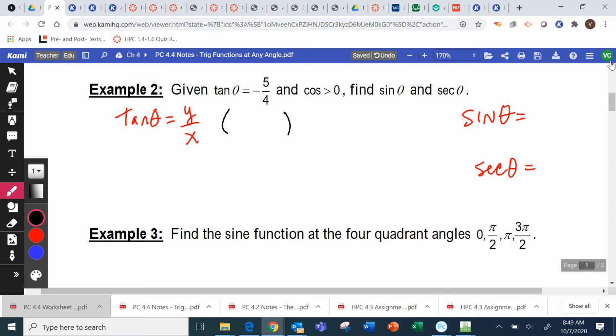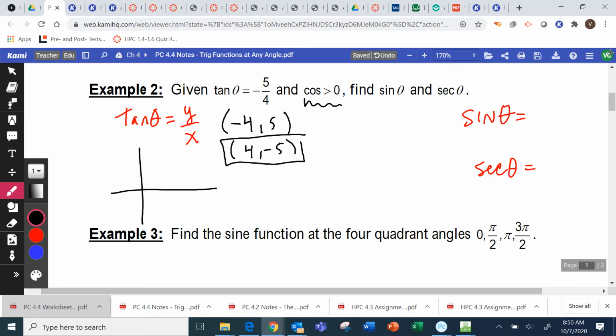Now back to my question. What is the ordered pair that gives us -5/4? Is it (-4, 5) or is it (4, -5)? We use the second piece of information. Cosine has to be greater than 0. And what do we know about cosine? It's x, so which is the ordered pair I should use? Winner, winner, right there. So we've got (4, -5), somewhere down here.